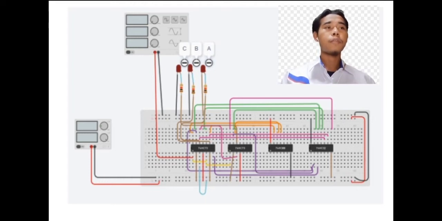So by using Tinkercad, we can make the simulation of the circuit much easier, because in Tinkercad we only need to pull the wire to make the connection in the circuit. Then there are also many components in Tinkercad that we can find.